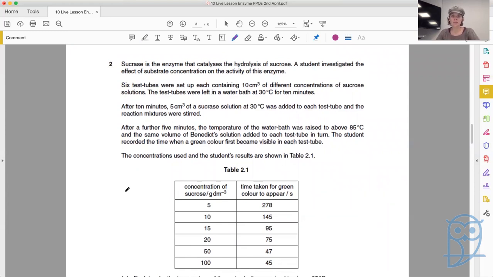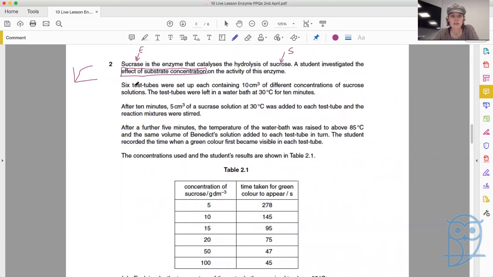Right, so working through that initial breakdown of what is the question actually asking me, what details have I got, we are reminded that sucrase is the enzyme that catalyzes the hydrolysis of sucrose. So here we have our enzyme, and here we have our substrate. We're told that a student investigated the effect of substrate concentration on the activity of this enzyme. So in the back of our minds, we've got that classical curve of initial rate of reaction against substrate concentration.